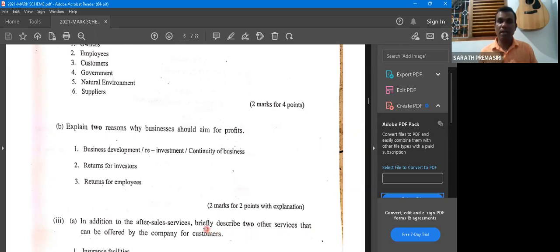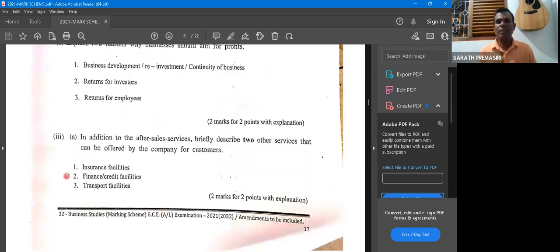After-sales services. Most of the companies supply those services as a benefit to the customers. After selling their goods, they give some services, especially where electronic items are concerned, washing machines, TVs, and then AC machines, that type of things. After selling and after fixing, maybe after 6 months, after a year, according to the request of the customer, they come and do some services without charge or with charge.